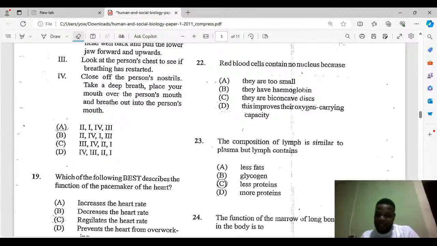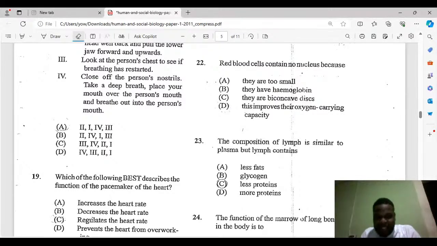What is plasma? Yes, the liquid part of your blood.